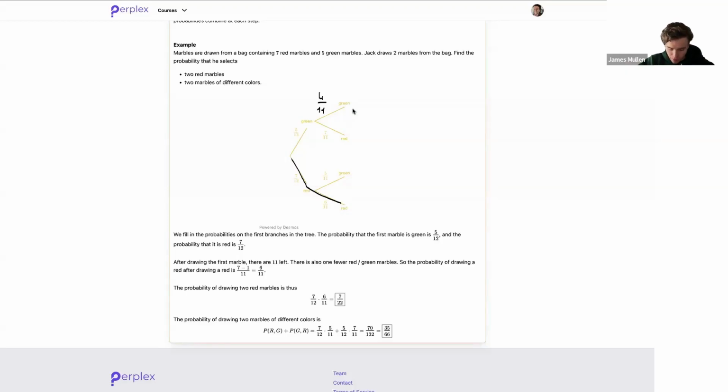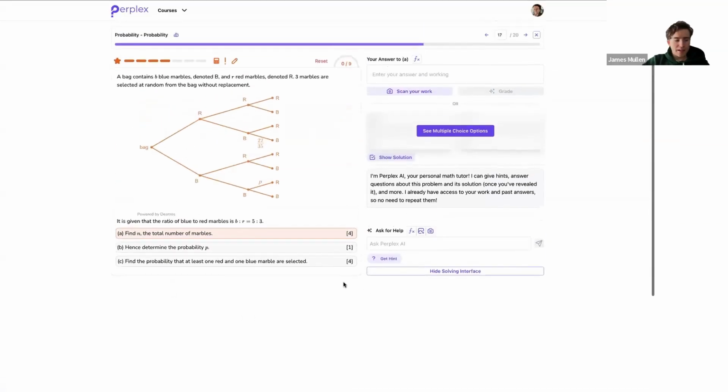Now, the probability of drawing 2 marbles of different colors is either I draw a red and then a green, or a green and then a red. So I first consider this probability here, 5 over 12 times 7 over 11, green then red, and then I add 7 over 12 times 5 over 11. If I add both of those together, I get 70 over 132, which is the same as 35 over 66.